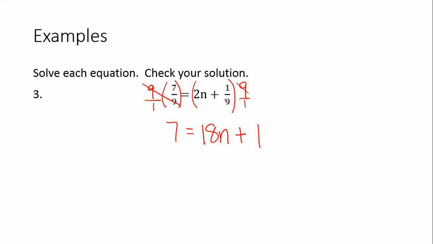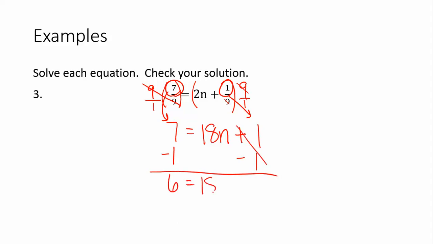When you multiply a fraction by its denominator, you are left with the numerator. That's a quick tip to help you. When you multiply a fraction by its denominator, you're left with the numerator. Now we have an equation that's two steps from the previous day, so we subtract 1 from both sides, and we get 6 equals 18n. Divide both sides by 18.